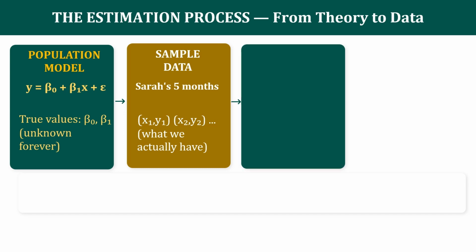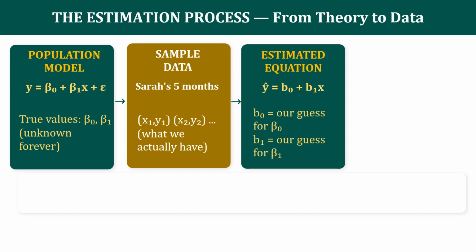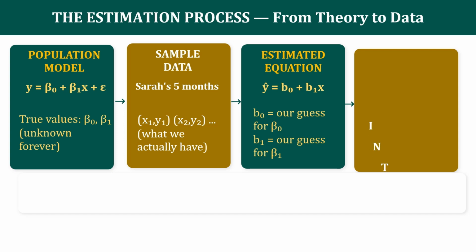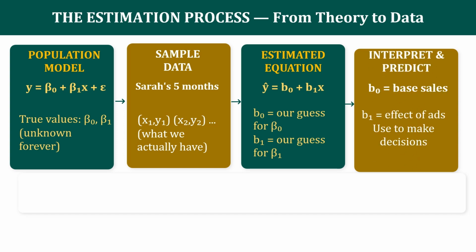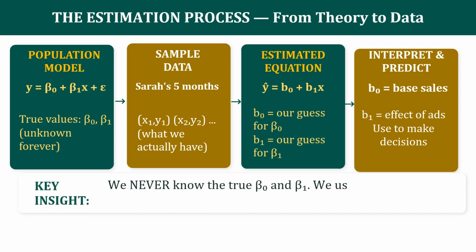From that, we build the estimated equation. Y hat equals B0 plus B1x, our best estimate of the truth. And finally, we interpret and predict. Use those numbers to actually make decisions. Here's the key insight. We never know the true beta values. We only use Sarah's data to make our best estimate. So, how do we actually find that best line?